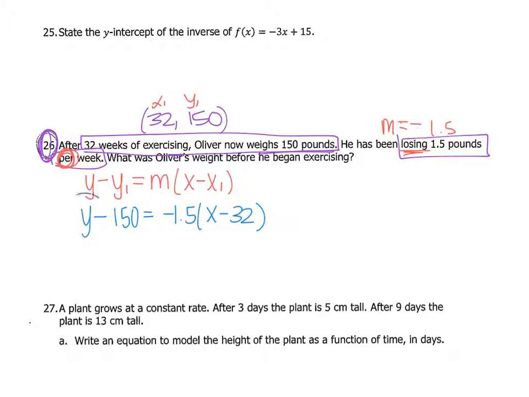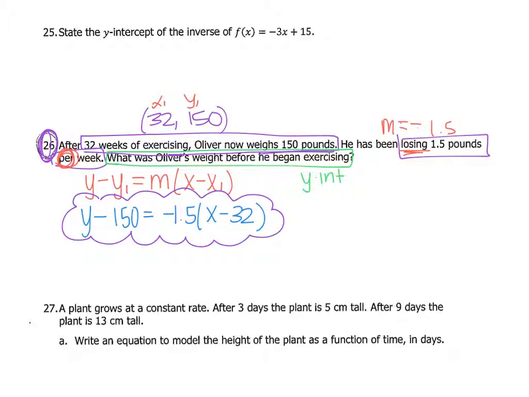So hopefully you got this far. Y minus 150 equals negative 1.5, x minus 32. But now to actually answer the question, what was Oliver's weight before he began exercising? That's asking us for the y-intercept. When he began exercising, where did he start at? What was his weight? So in order to get there, we have to actually do some distributing. Take this negative 1.5 and distribute it inside the parentheses.